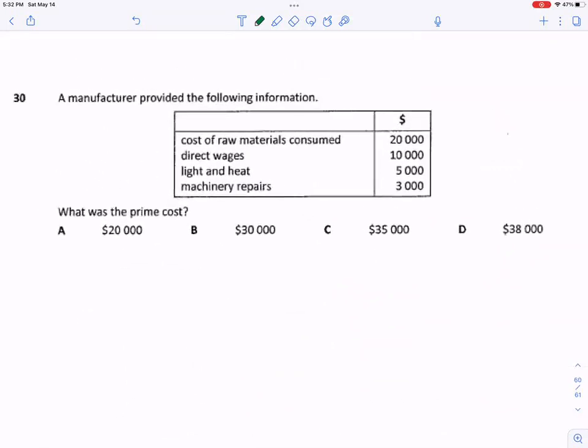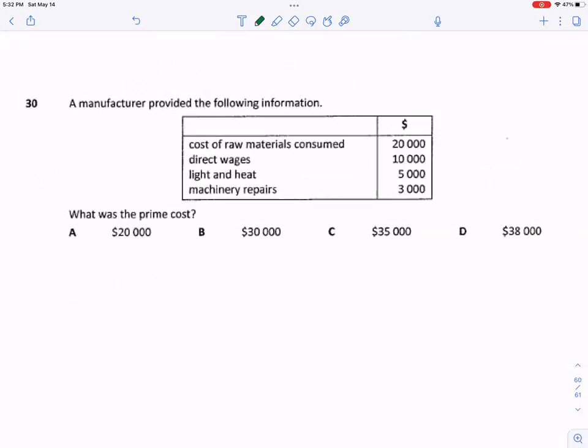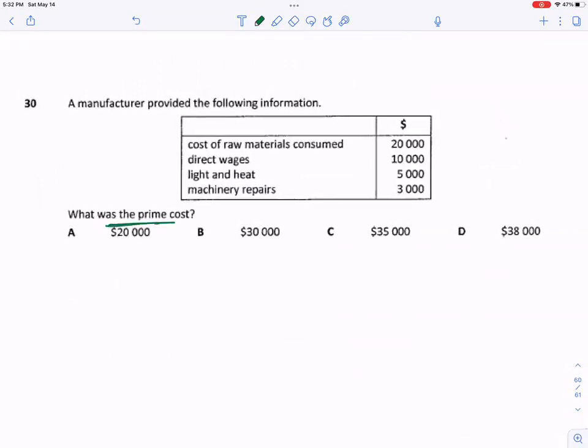Last one. Then we go to the next chapter. What is the prime cost? Which ones to ignore from here? Light and heat and machinery repairs. Very good. So machinery repairs is an indirect factory cost. Okay.